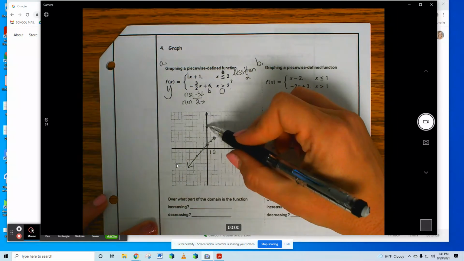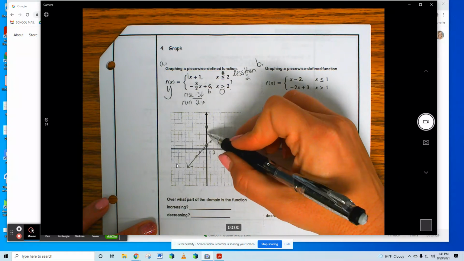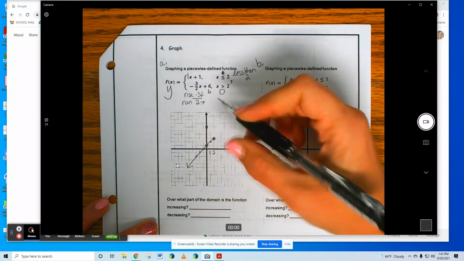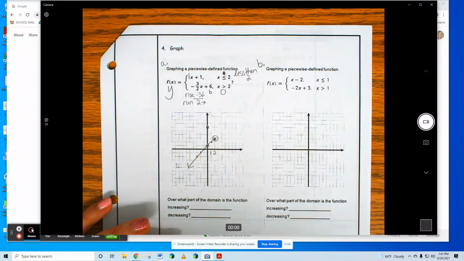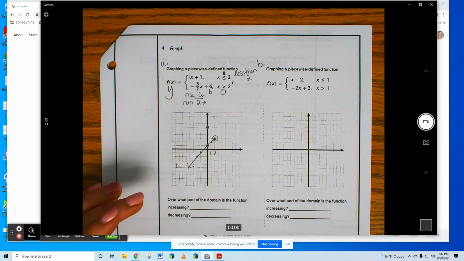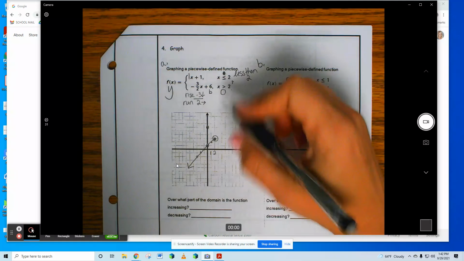Down 3 over 2. So start at 6. Go down 3. 1, 2, 3. And run 2. Oh, here's the 2 where I'm supposed to put the open circle. So I want you to put an open circle around the closed circle. I need both there. Keep going. I only want to see it greater than 2.